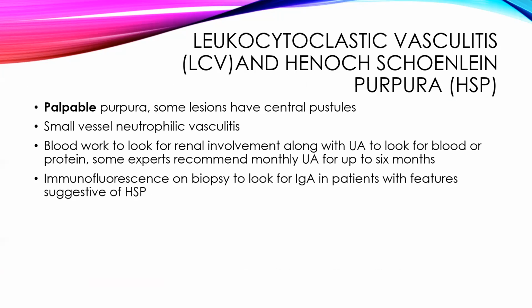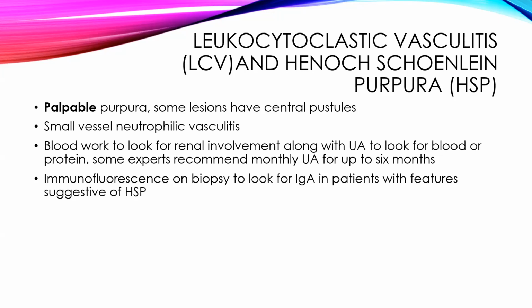So leukocytoclastic vasculitis and then Henoch-Schönlein purpura are again palpable purpura, and some lesions again can have central pustules. It is a small vessel neutrophilic vasculitis, okay? The difference is with Schamberg's, which is that non-palpable purpura, that is capillaritis, lymphocytes, and just extravasation of red blood cells. That's why you see it.